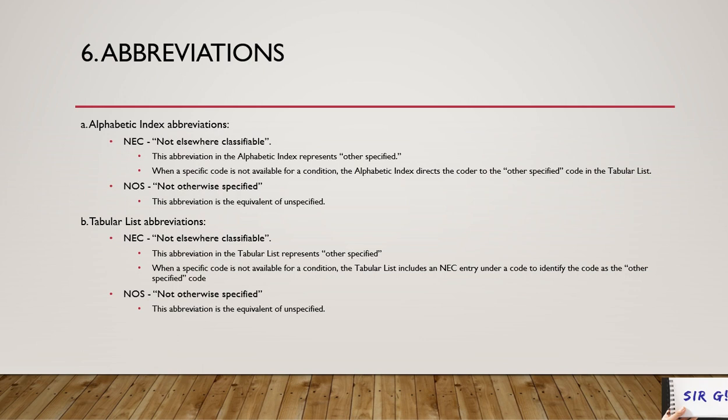Same thing with NOS. Your NOS is not otherwise specified, which is also known as unspecified. Most of the time, a common case where you may end up using unspecified is more on documentation issues. For example, the provider documents only pneumonia, and keep in mind that there are different causes of pneumonia. If the physician is just beside you, you may query. But guys, if there's no chance for you to query the provider right away, you may end up using unspecified. It's also known as not otherwise specified. So they have the same definition in your tabular and in your alphabetic index.